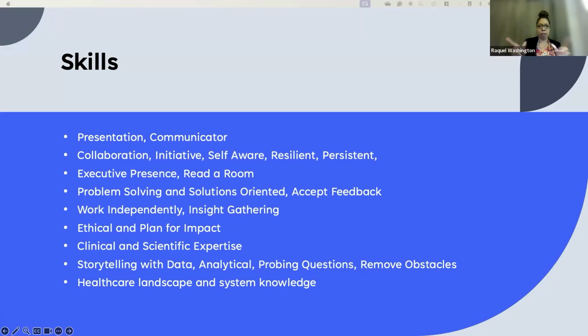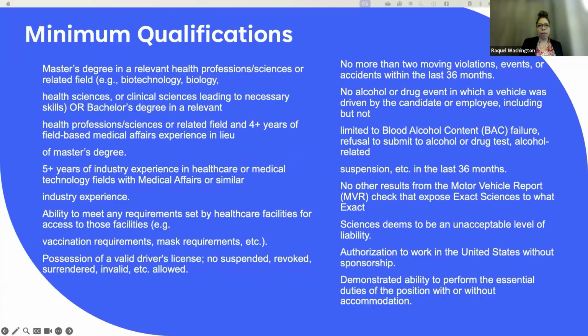Things to think about, maybe go to the next slide. If you are looking to prepare yourself, look at those job descriptions. How many of those skills are you matching? And if you're not, how can you develop those skills so that you can be better prepared?